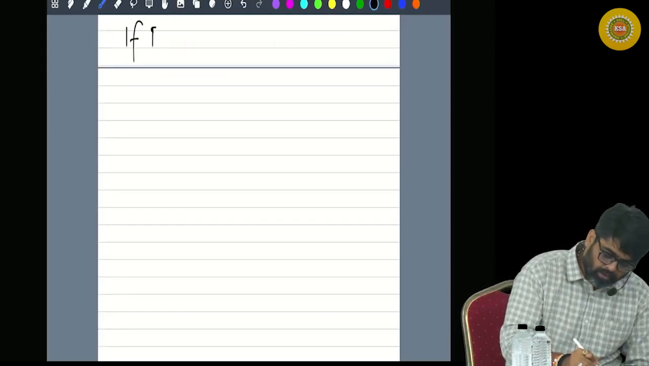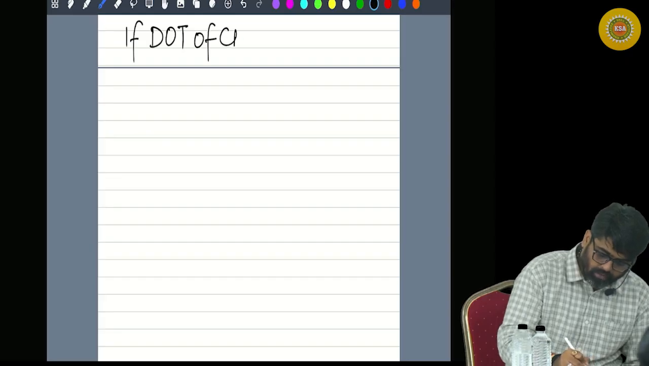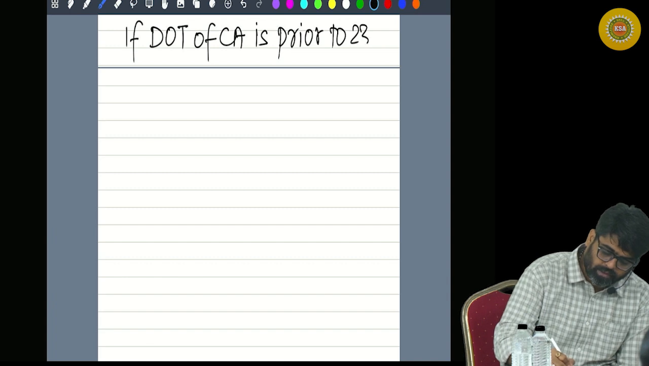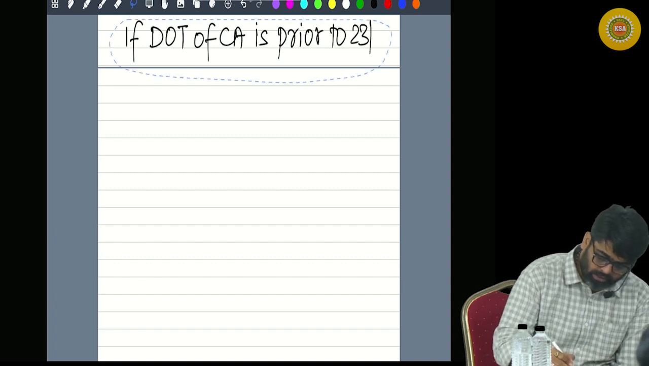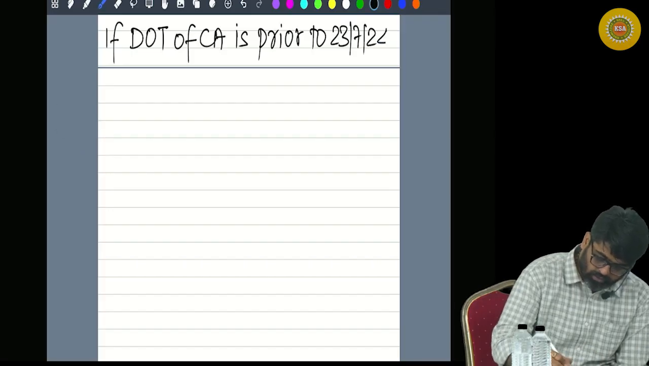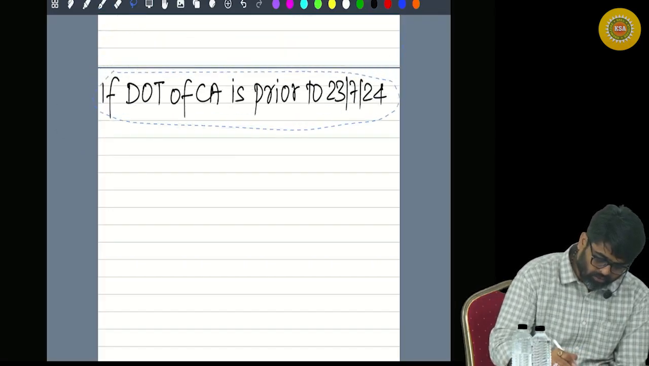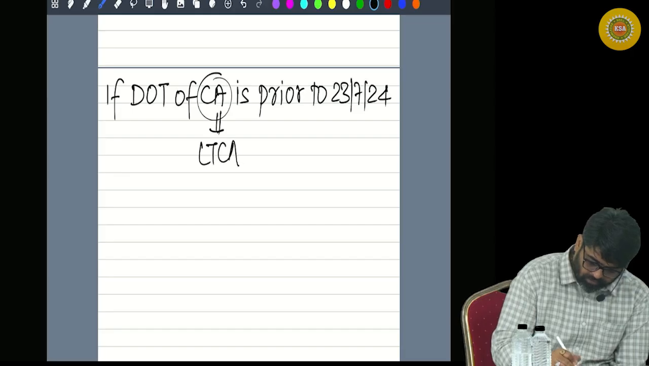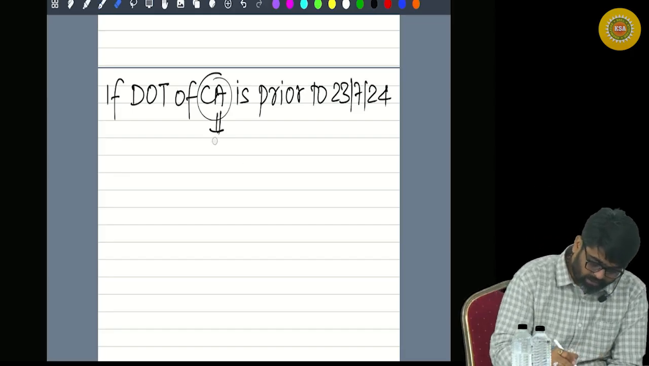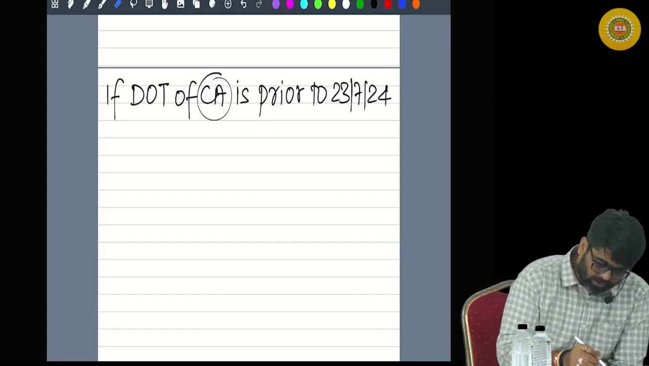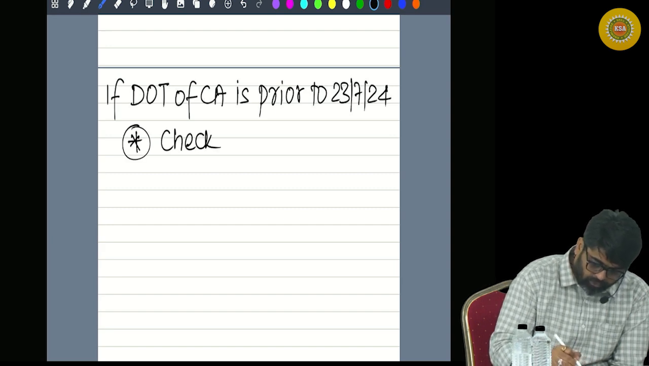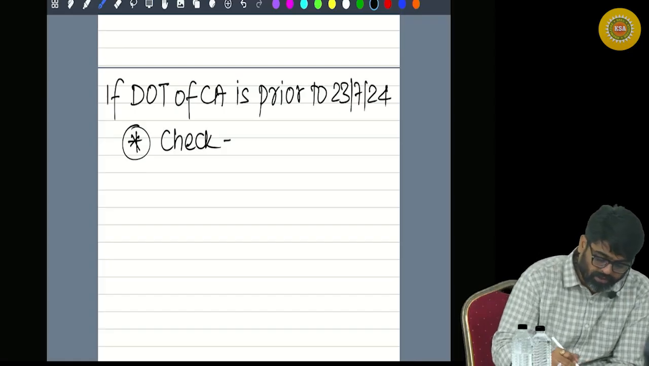If the date of transfer of a capital asset is prior to 23rd July 2000, what are you going to do? The capital asset is a long-term capital asset. The date of transfer is prior to 23rd July, so two things you are supposed to do. Number one, check new period of holding or old period of holding.